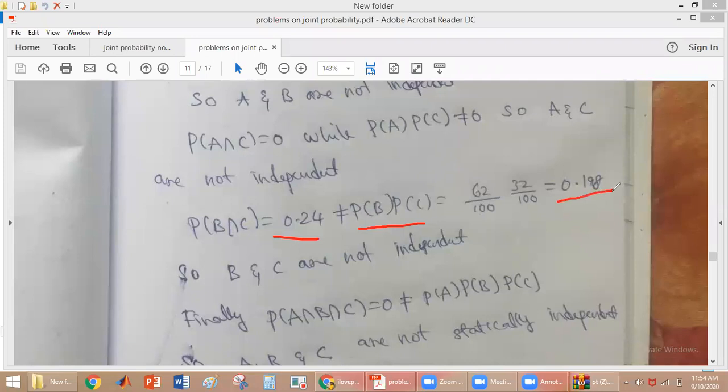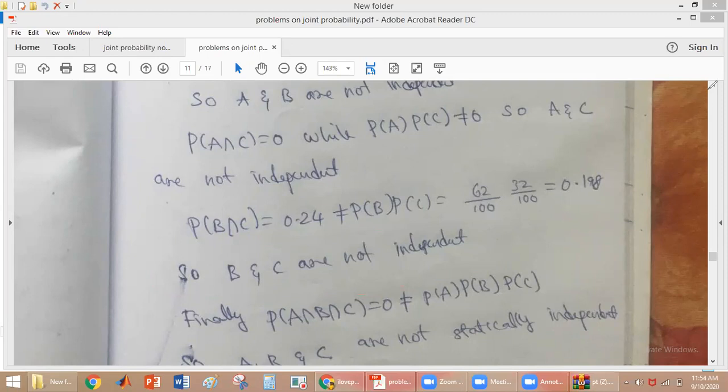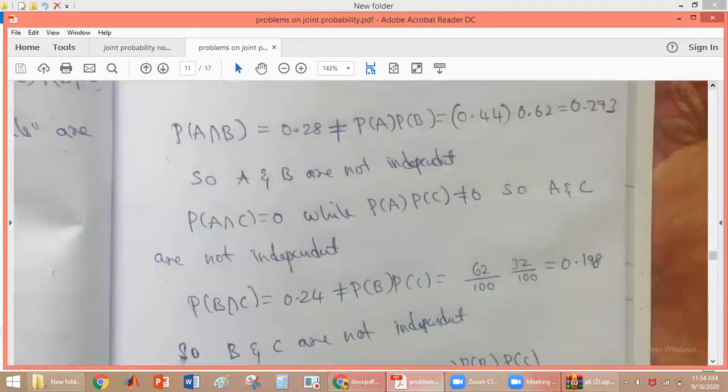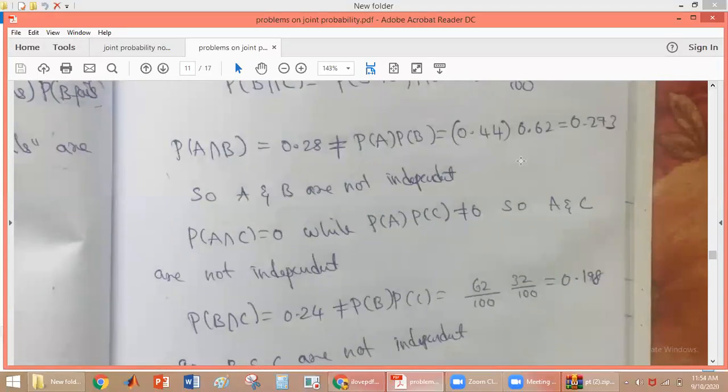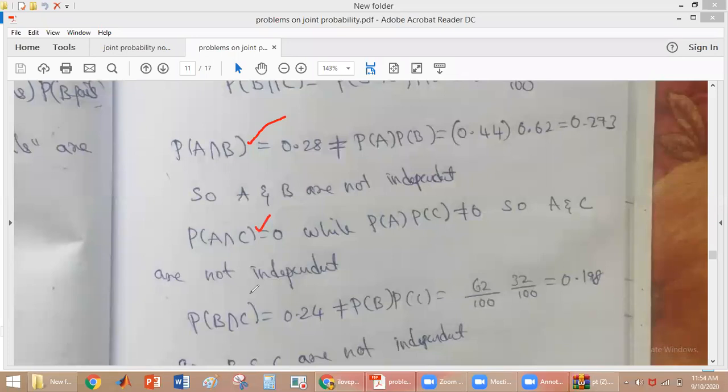Since these two are not equal, again, B and C are also not independent. Okay. And finally, what is it that we will be checking? We are checking whether these three events are independent. In the previous case, what were we checking? We were checking whether these events are independent by pairs. So these are the cases where we check whether the events are independent by pairs.